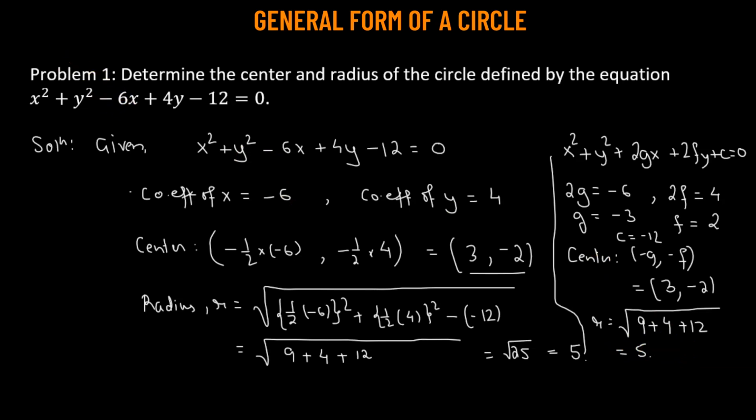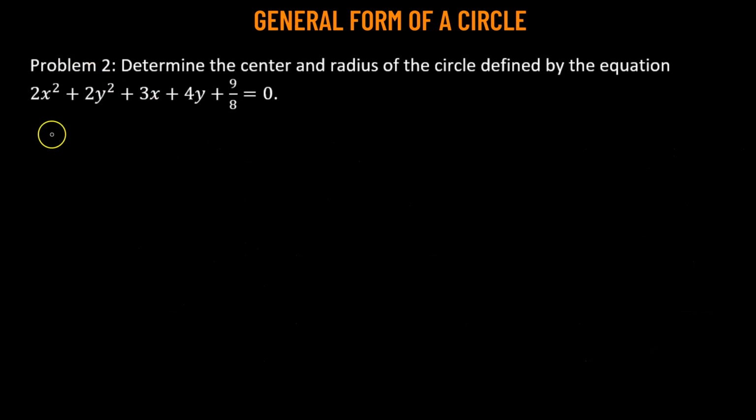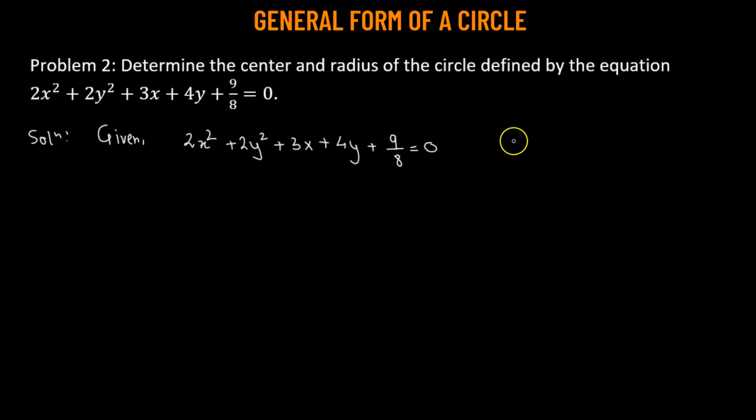So let's go to the next problem. Problem number 2, we have another equation of a circle. So let's begin with the equation. We are given 2x squared plus 2y squared plus 3x plus 4y plus 9 over 8 equals 0. Now, if you recall, in the general form of a circle, we had the form x squared plus y squared plus 2gx plus 2 times f times y plus c equals 0.